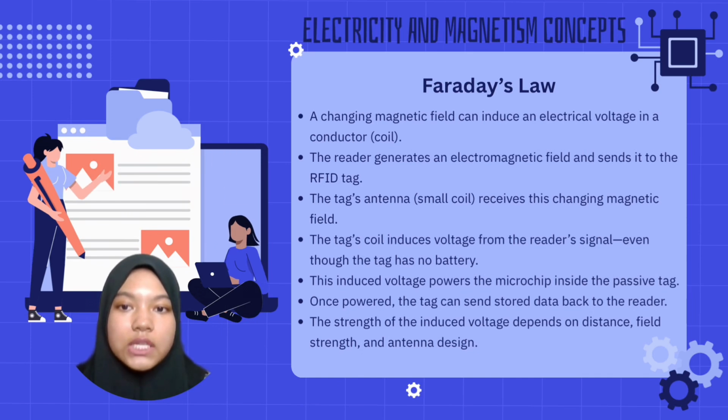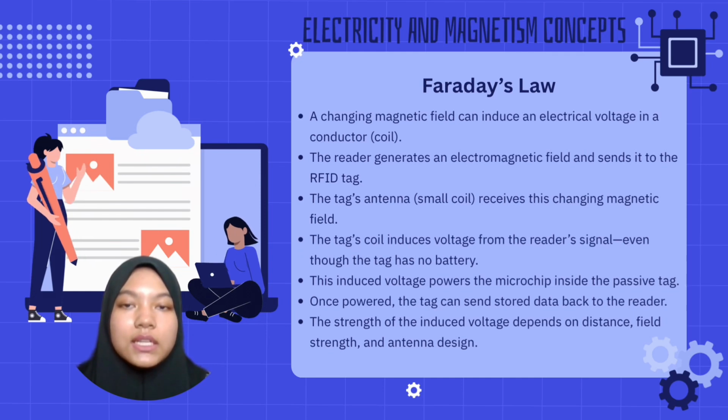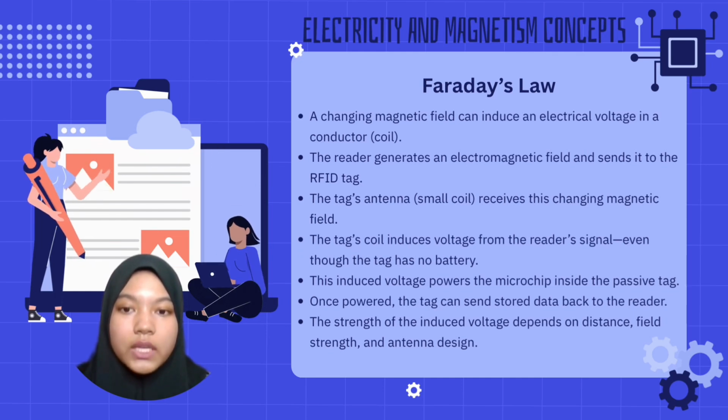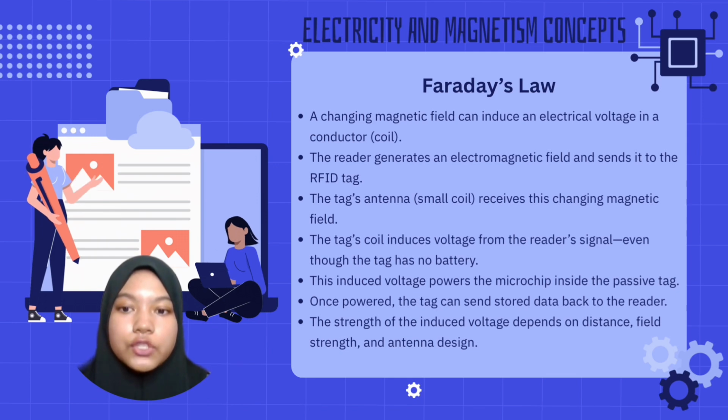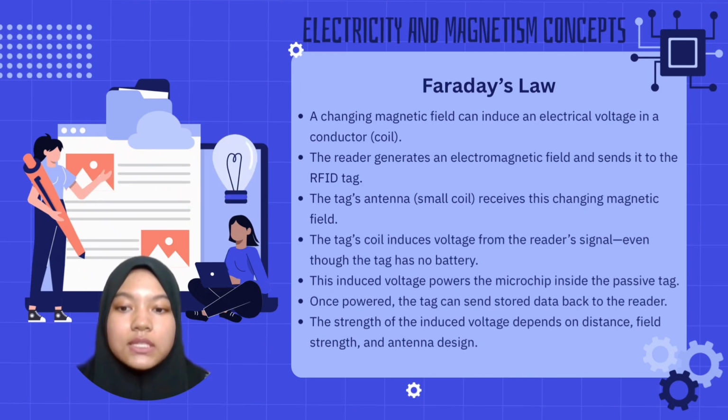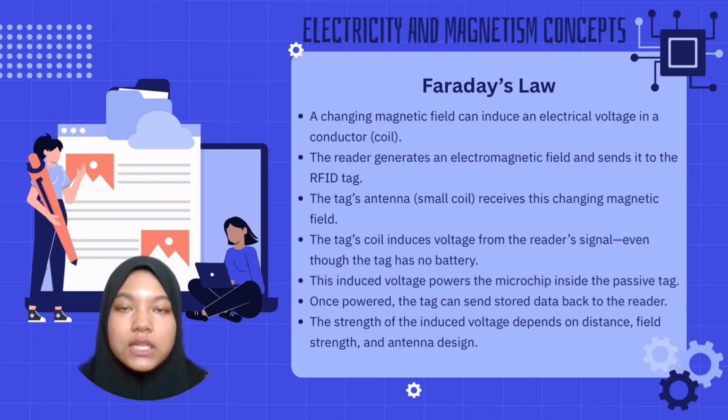In RFID technology, the reader generates an electromagnetic field and sends it to the tag. Then the tag's antenna, which is designed as a small coil of wire, will receive the changing magnetic field. As a result, it causes the antenna to generate an induced voltage even though the tag does not have any battery. This induced voltage provides enough power to activate the microchip inside the passive tag. Once powered, the tag can process and send its stored data back to the reader. The amount of voltage induced depends on factors such as the distance between the reader and the tag, the strength of the electromagnetic field, and the antenna design.